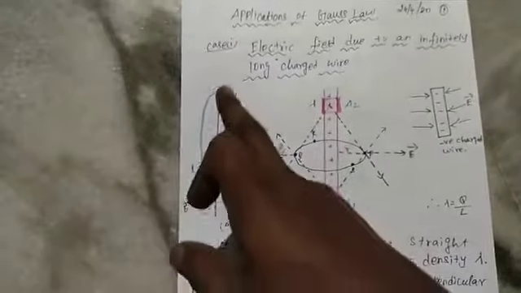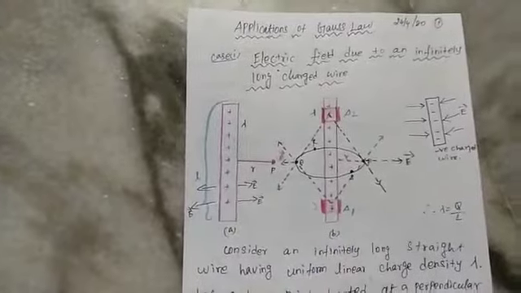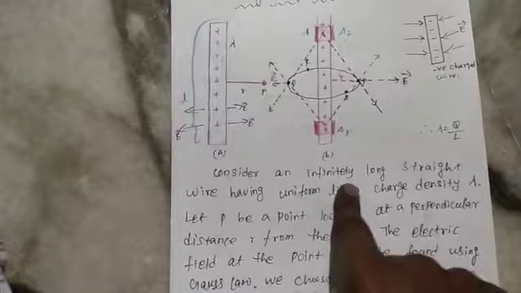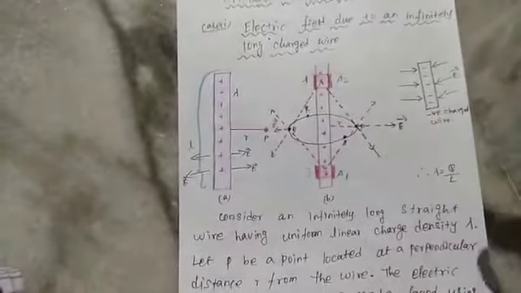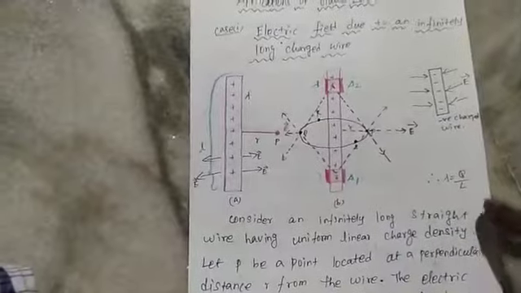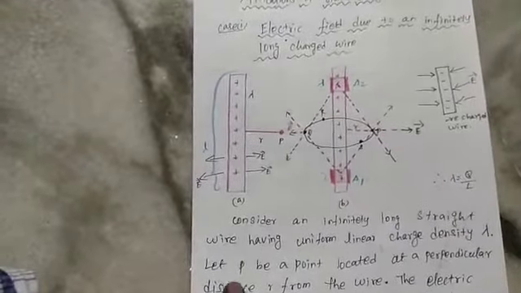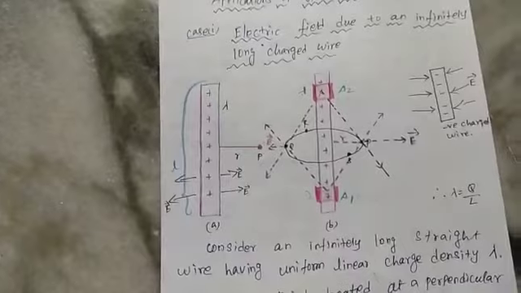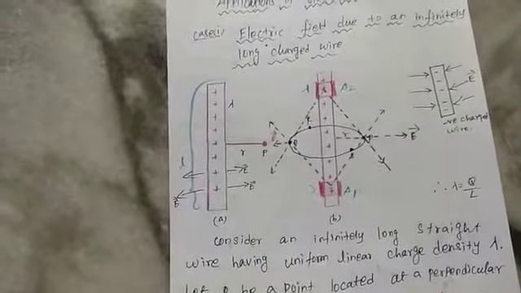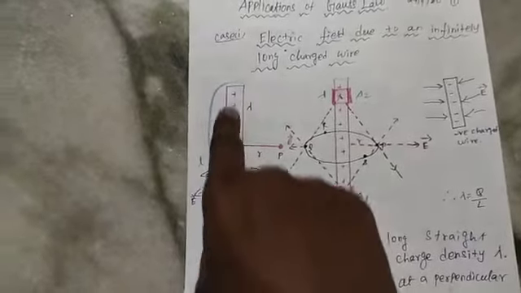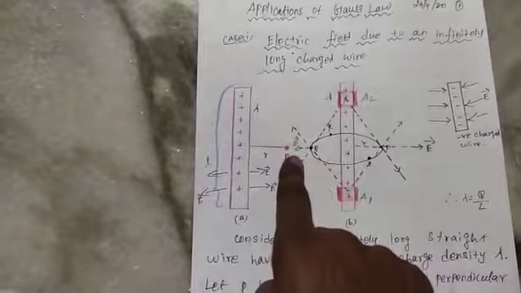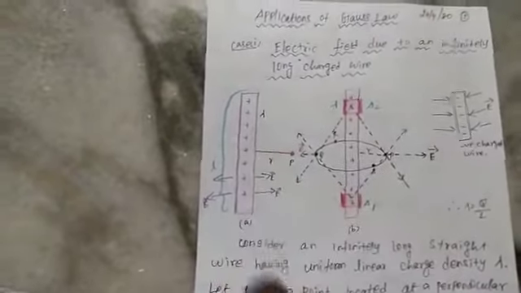Using this long charged wire, we are going to find the electric field. Consider an infinitely long charged wire having a uniform linear charge density lambda. Let P be a point located at a perpendicular distance r from the wire. This is the wire, and the distance r to the point P. So the point P is perpendicular to the wire.